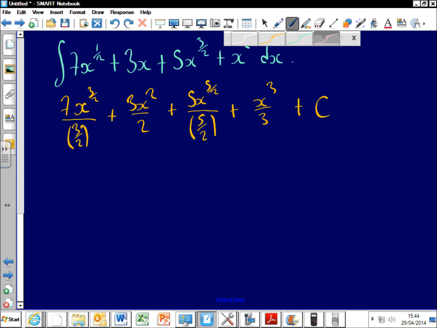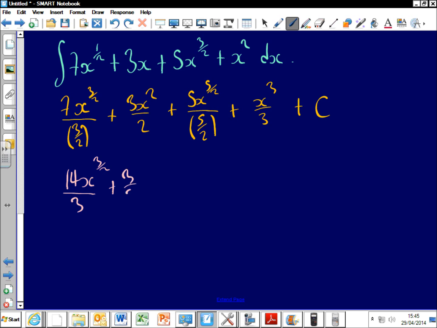Okay, can I tidy this up? When I divide by a fraction, what does that become there? When I divide by a fraction, how do we do that? I don't really want a fraction on the bottom of there, do I? No. 14 over 3. The number on the bottom of the fraction comes up. Okay. Yeah, okay. 14x to the 3 over 2 over 3. This can stay as 3 over 2.